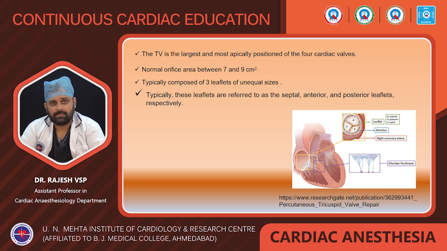The tricuspid valve is the largest and most apically placed valve, and the orifice is between 7 to 9 square centimeters. It is comprised of 3 leaflets of unequal sizes. These are the septal, anterior and posterior leaflets, and along with them you have the tensor apparatus, which is nothing but the annulus and chordae tendineae.